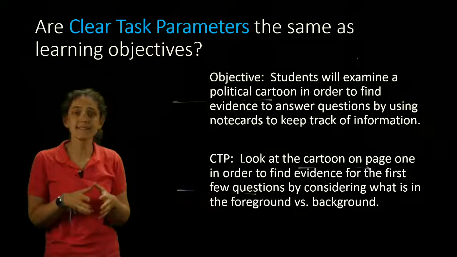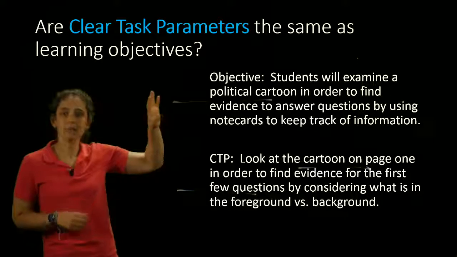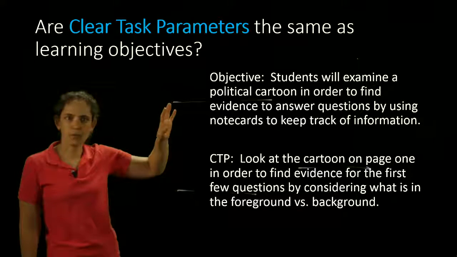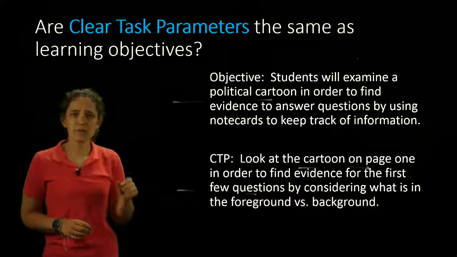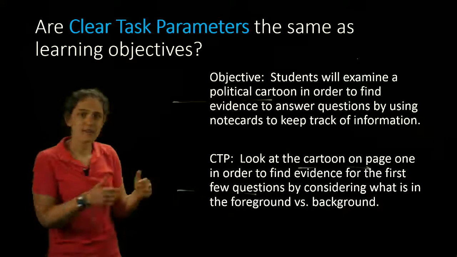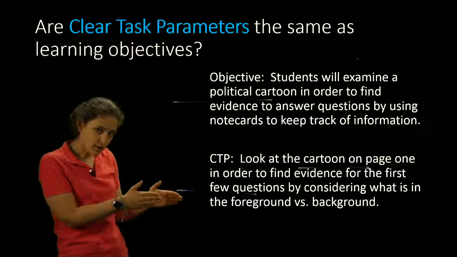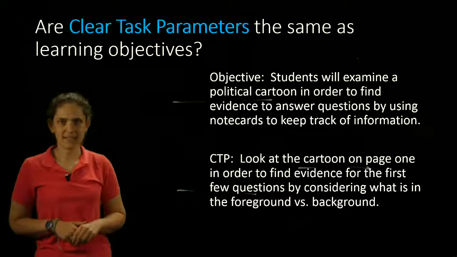Clear task parameters are meant to follow an individual task, and so you might have several sets of task parameters in the same lesson. So in this example, for this lesson, we're looking at political cartoons, a whole bunch of different ones, and we're going to do it a few different ways. But each task, which means each time students engage with a new text, needs its own task parameters. So we're looking at this particular cartoon in this particular way for this particular purpose. That's a clear task parameter.